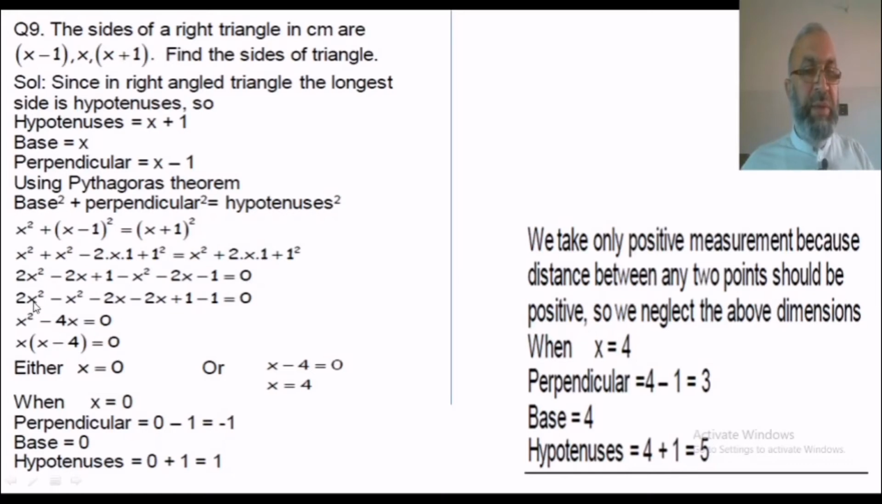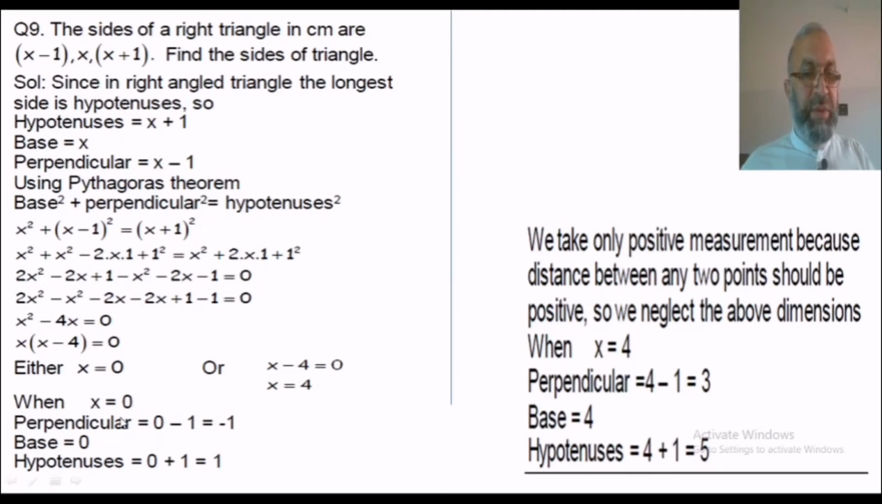Again simplifying, 2x square minus x square, that is x square, minus 2x minus 2x is minus 4x, plus 1 minus 1 cancel. So x is common, x(x minus 4) equal to 0. So either x is equal to 0 or x minus 4 is equal to 0. So we get two values, x equal to 0 and x is equal to 4.